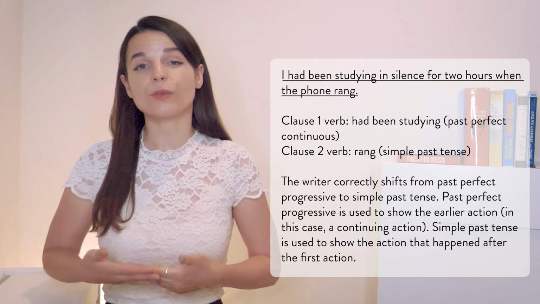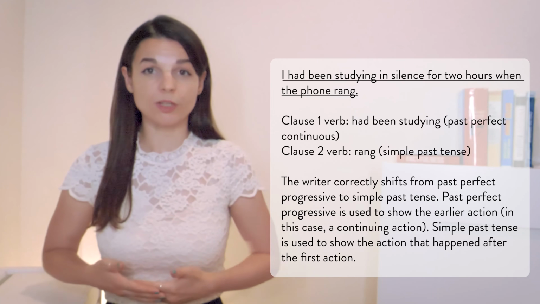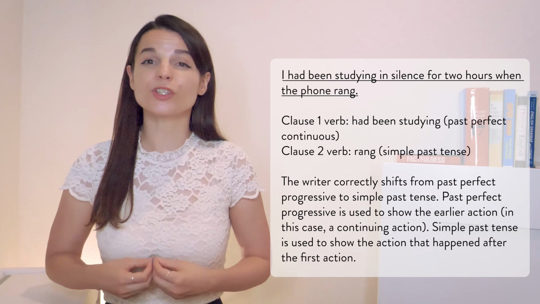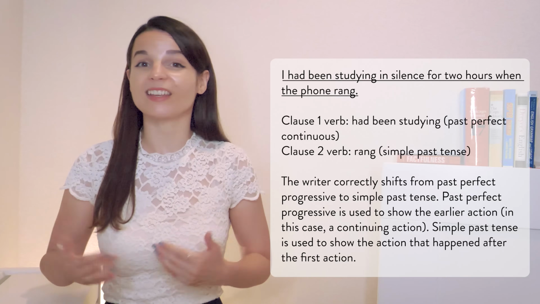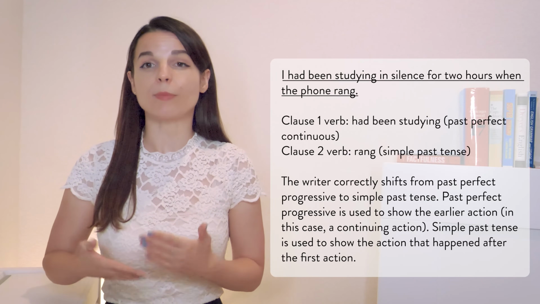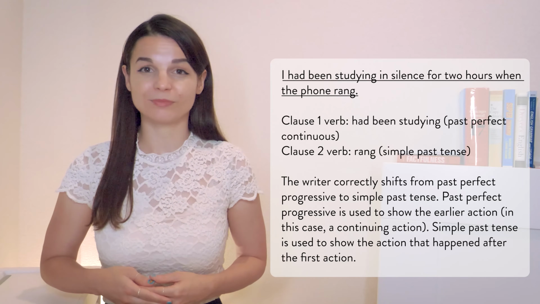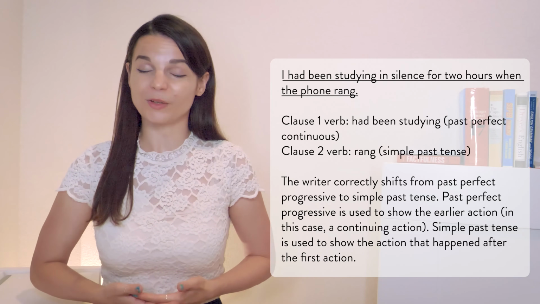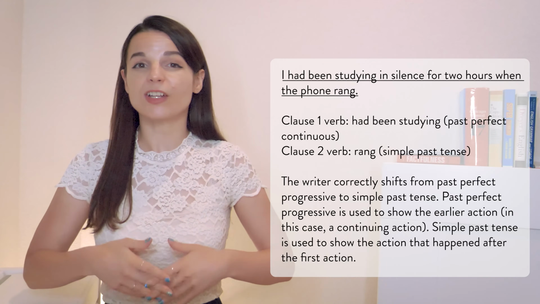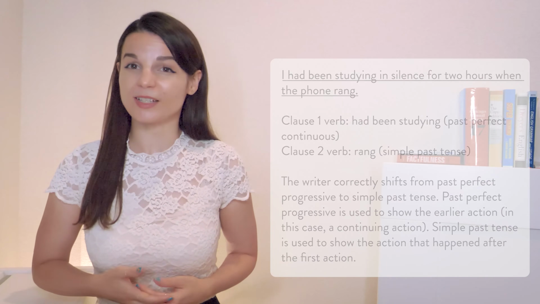This is the simple past tense form of ring. In this sentence, the writer correctly shifts from past perfect progressive to simple past tense. Past perfect progressive is used to show the earlier action, in this case, a continuing action. Simple past tense is used to show the action that happened after the first action. This kind of pattern is common. We use past perfect progressive together with simple past tense to describe actions that were stopped or were interrupted in some way. Here's another example.